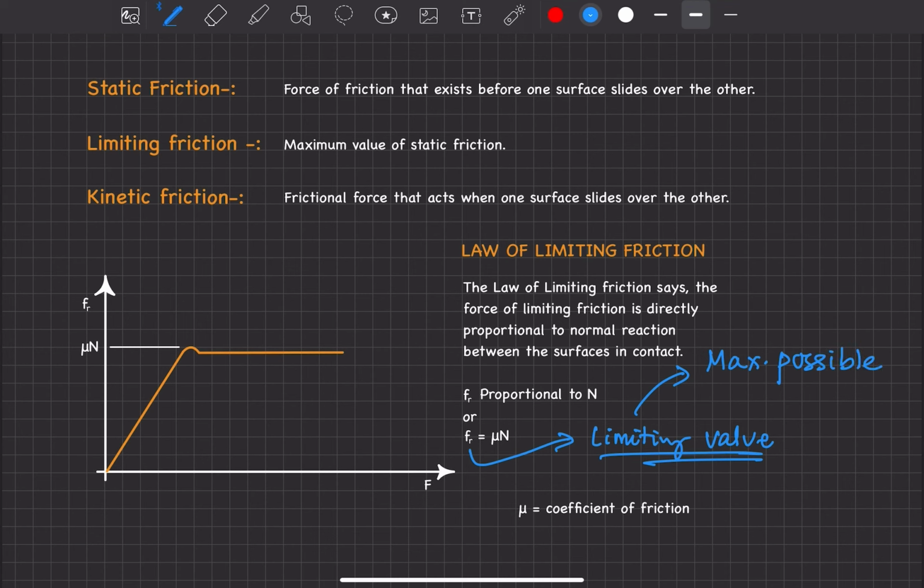This is very important to remember. Friction at any time we cannot say is mu into N. Mu into N is the maximum possible friction that can exist between two surfaces. Now here this mu term is our coefficient of friction, which depends on the nature of surfaces in contact. It is basically constant for two surfaces, and while solving problems, the mu value is given to us.